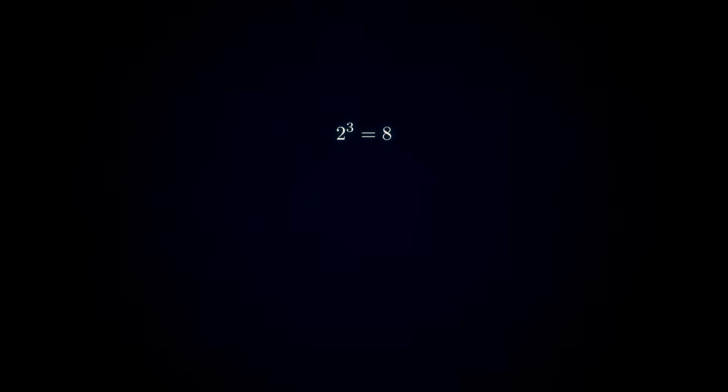Watch the pattern. Start with 2 to the third, that is 8. 2 to the second is 4. Notice something. 4 is 8 divided by 2. 2 to the first is 2, and 2 is 4 divided by 2. Follow that same pattern one more step. 2 to the 0 should be 2 divided by 2. That gives you 1.